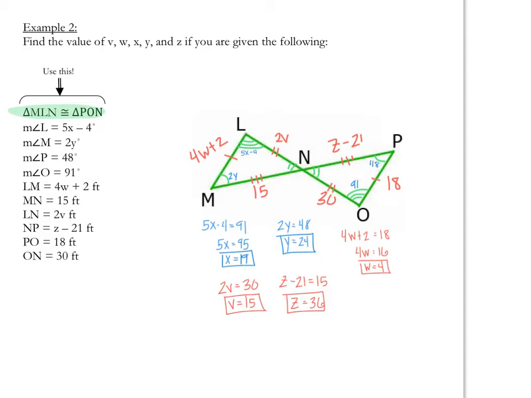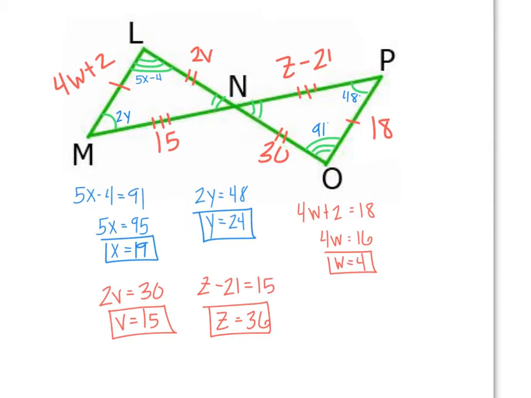Alright, so my first thing I did was I put angle inside tick marks on my picture. So I looked at my triangle congruent statement and I put in my tick marks, and then I put in all of this information over here into my picture. And then all I needed to do was look at my picture and find the ones that matched up.